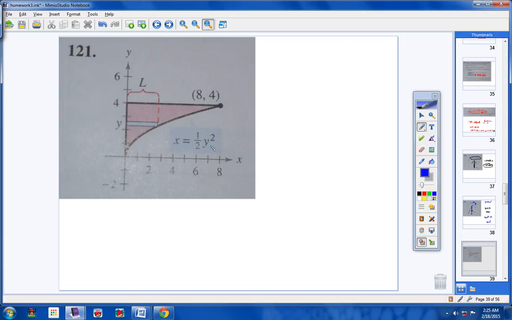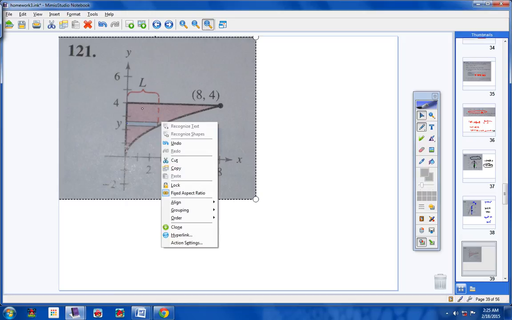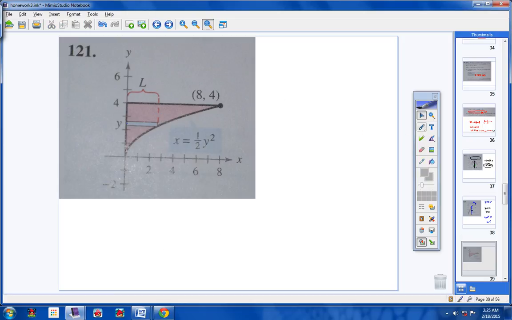Now we're dealing with width. So now we're going to write the width in terms of y, and that's really not too difficult, students. All I want to know is the distance from here to here. In other words, this ordered pair right here.